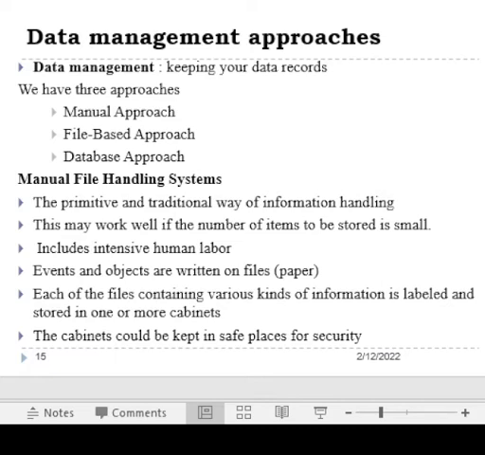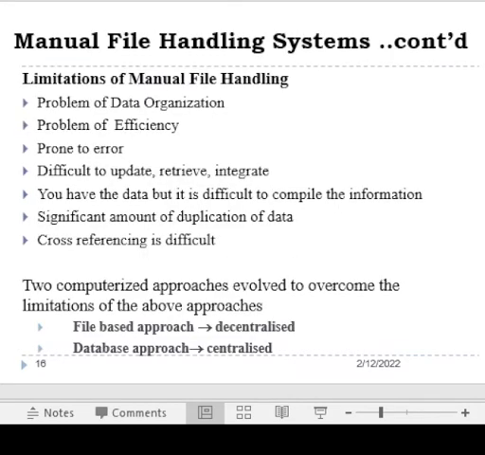Also, the cabinet can be kept in a safe place for security. Most of the time, in the case of a manual file handling system, rather than other security systems, we use a physical security system. It means we can put the data in a very secure place, and we use that place only for secure storage. We cannot put other things there. There are some limitations.